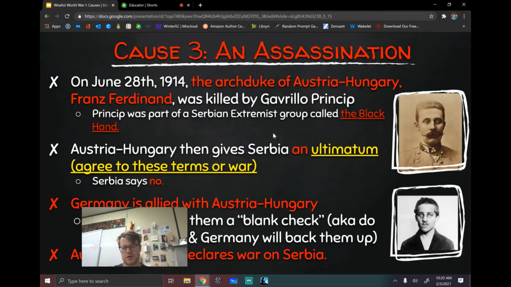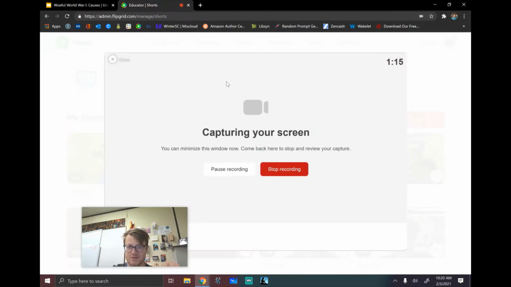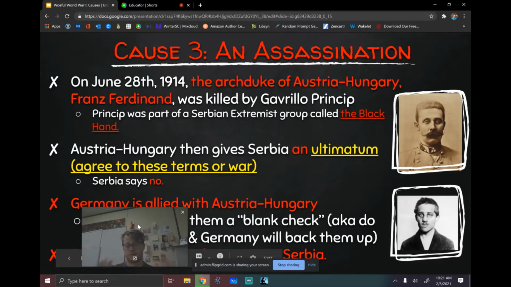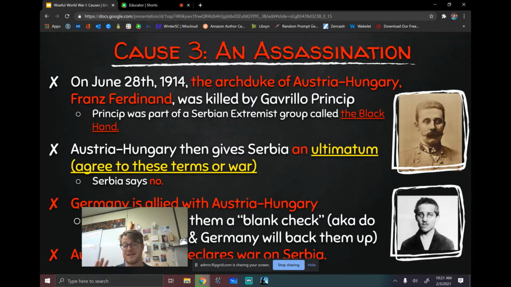So what's happened here? A Serbian has killed the next in line to the throne of Austria-Hungary. If you understand that, that's the first place to start, that basic fact. Then we layer on, obviously, a lot of anger about this. Again, this person being next in line to the throne is like somebody killing the vice president today.